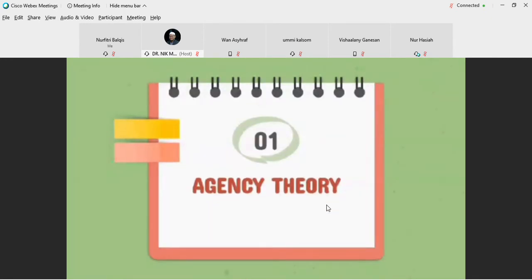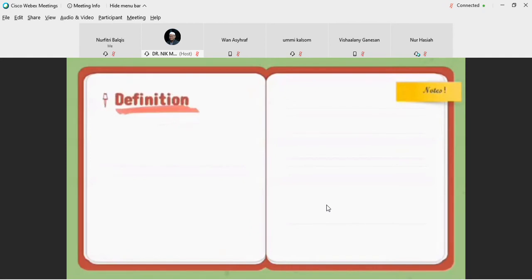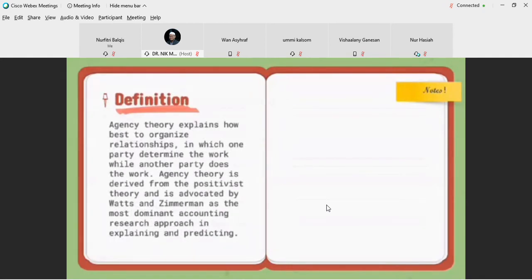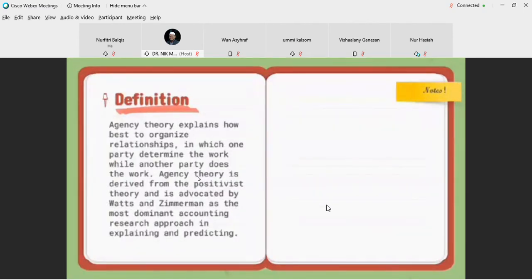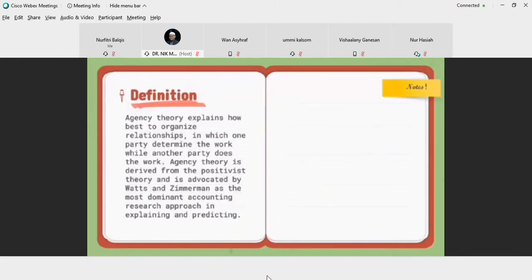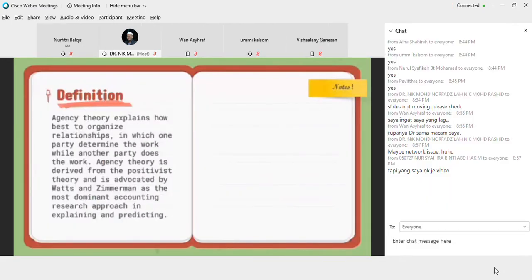Lastly is agency theory. Agency theory explains how best to organize relationships in which one party determines the work while another party does the work. Agency theory is derived from the positivist theory and is advocated by Watts and Zimmerman as the most dominant accounting approach in explaining and predicting.